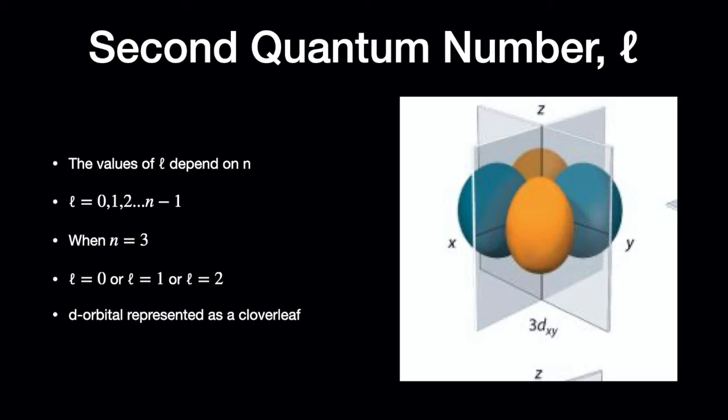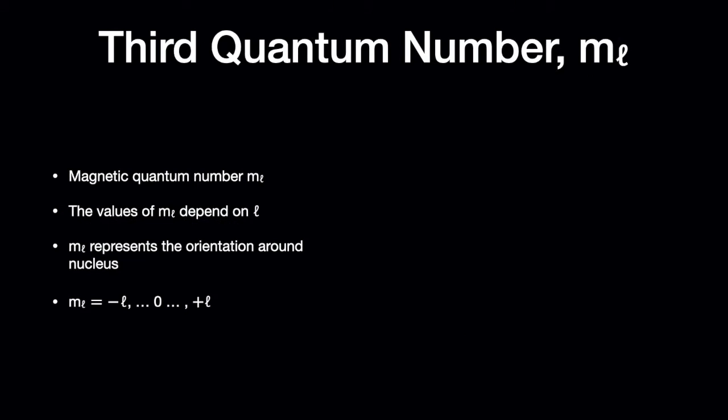That's the best kind of macroscopic object we can refer to. It's shown here on the right. So that's a d orbital. The third quantum number is called m sub L, or just m in some textbooks. And this is the magnetic quantum number, m sub L.